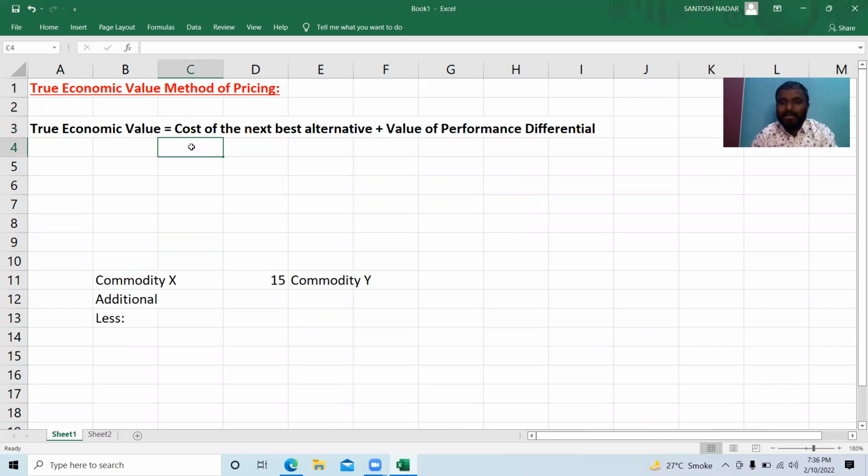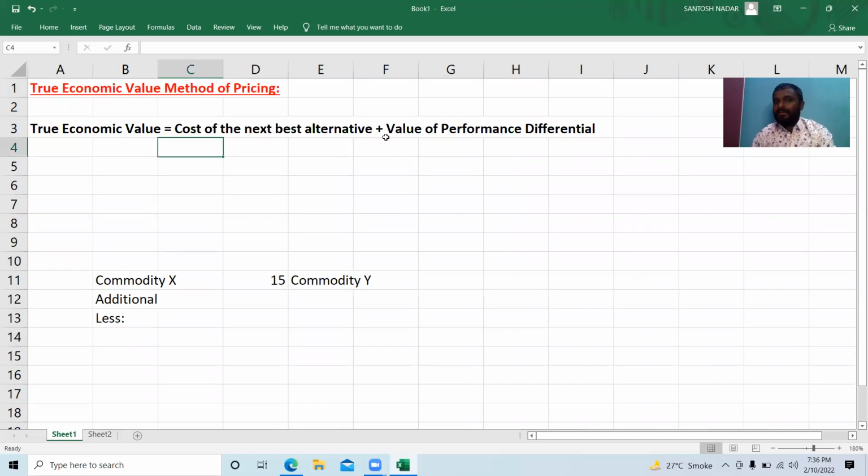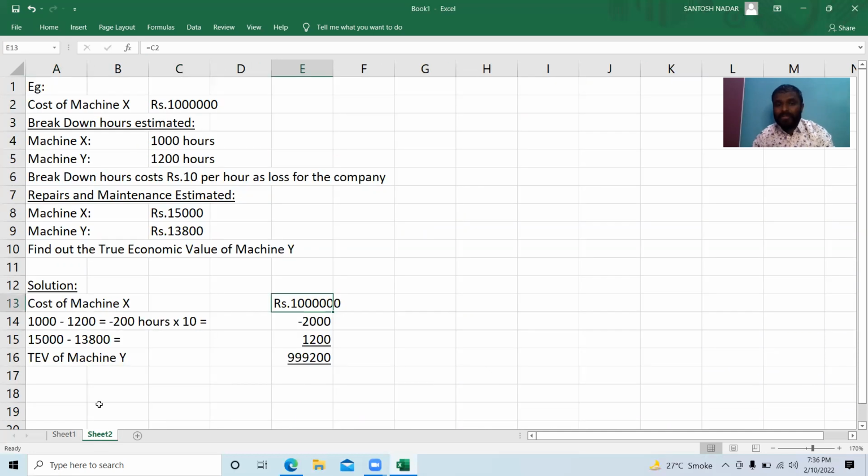To connect this with our example, what is the cost of the next best alternative? Machine X, 10 lakhs. Add the value of performance differential. For example, I'm going to save 1,200 rupees in terms of repairs and maintenance, so I will add that to the cost. I will charge more to that extent.